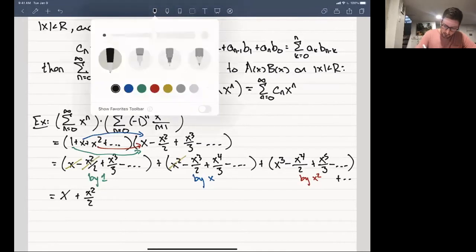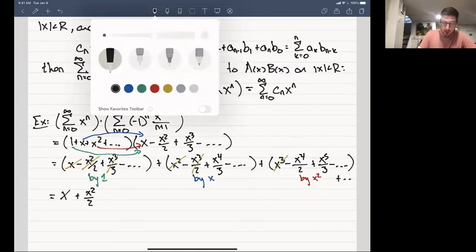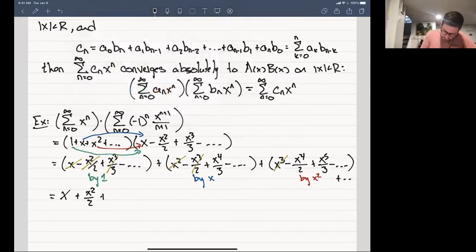Now, let's look for cubic terms. I've got an x cubed over 3. There's one. I've got a minus x cubed over 2, and I've got an x cubed on the back end. So I've got 3 of those terms now. And when I put all of those together, I get plus 5x cubed over 6.